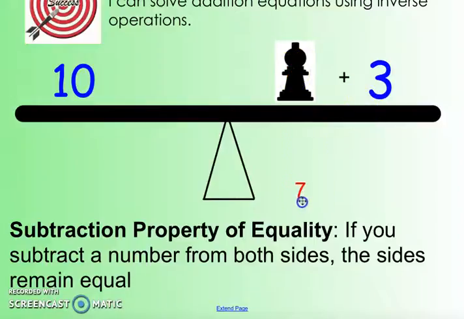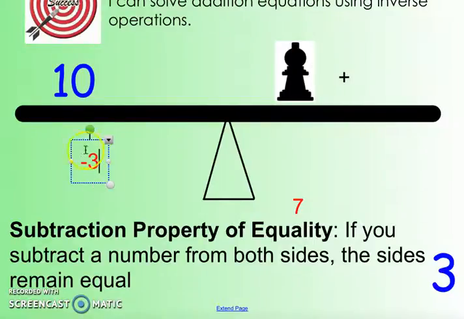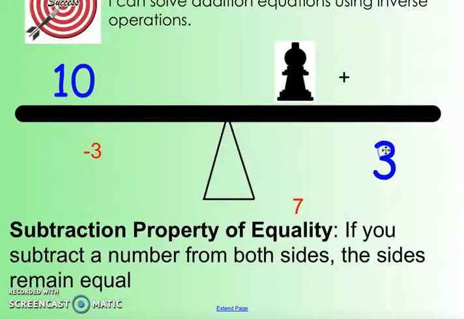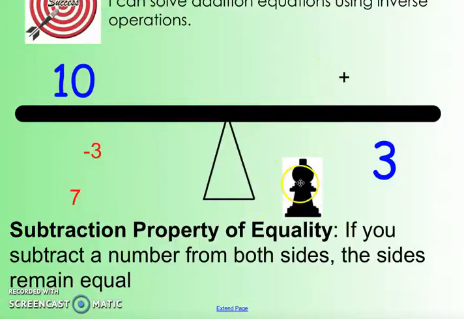Here's where the 7 comes from. If I take away the 3 off this side, completely take it off, that means I need to subtract 3 also on this side. And if I subtract 3 on this side, just like I subtracted a 3 from this side, now I have 10 minus 3 is 7. And so that's my answer. My missing number is equal to 7.